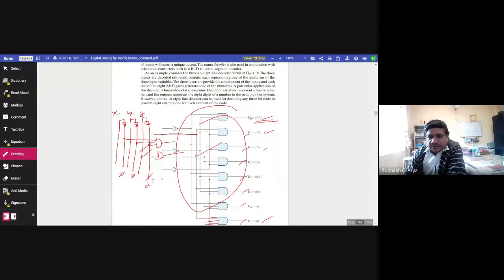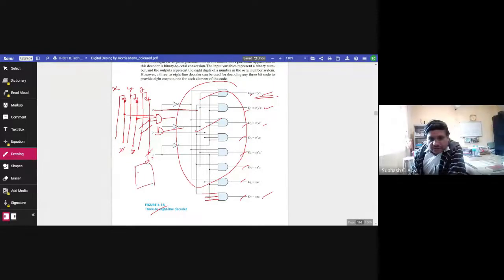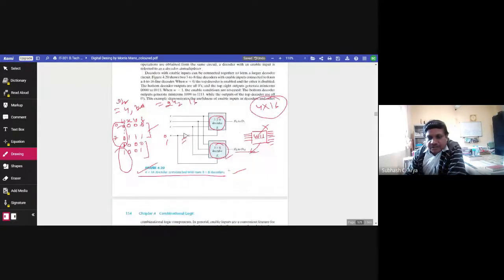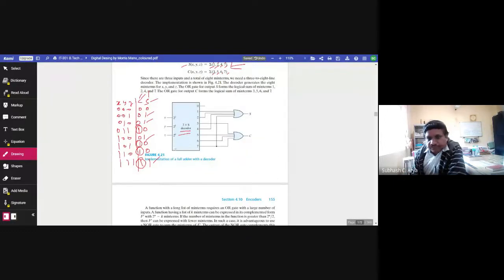So here the 3 to 8 line decoder is given, with outputs D0, D1, D2, D3, D4, D5, D6, D7. It is the same circuit, now given in a box. And here are X, Y, and Z. Z is the least significant bit, that is why 2 to power 0, 2 to power 1, and 2 to power 2. And after that, we know sum is equal to D1, D2, D4, and D7. From there, you give the connection to an external OR gate, and you will get the output of sum.